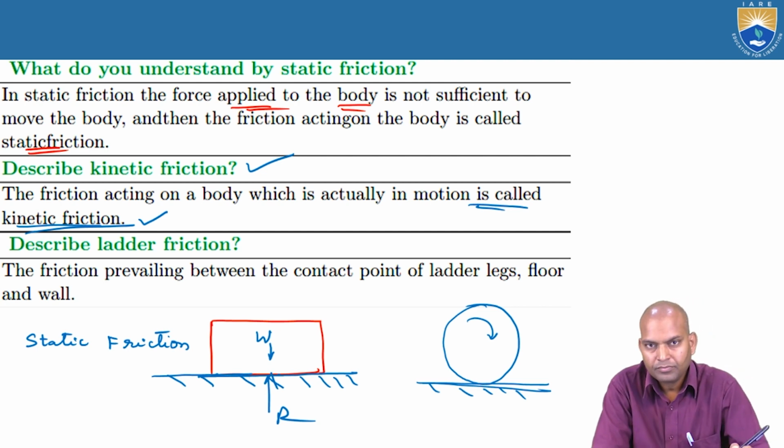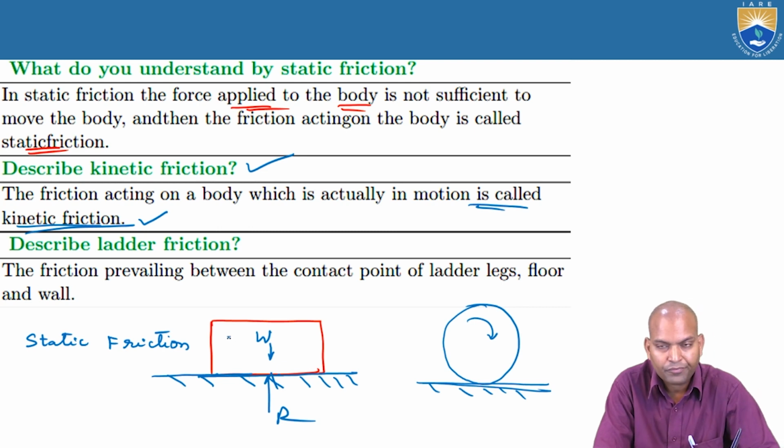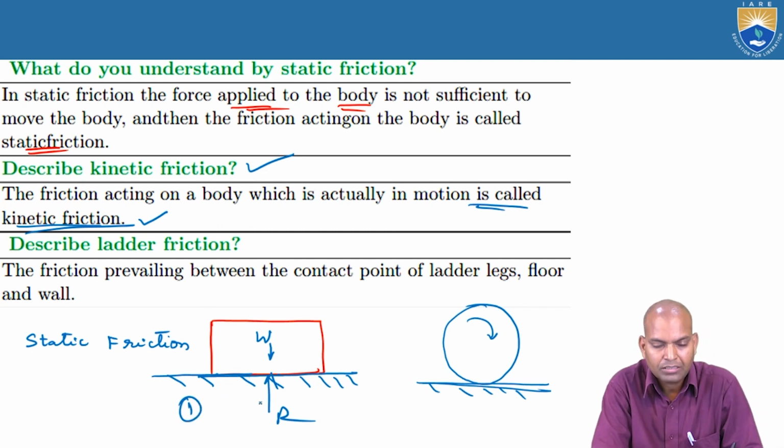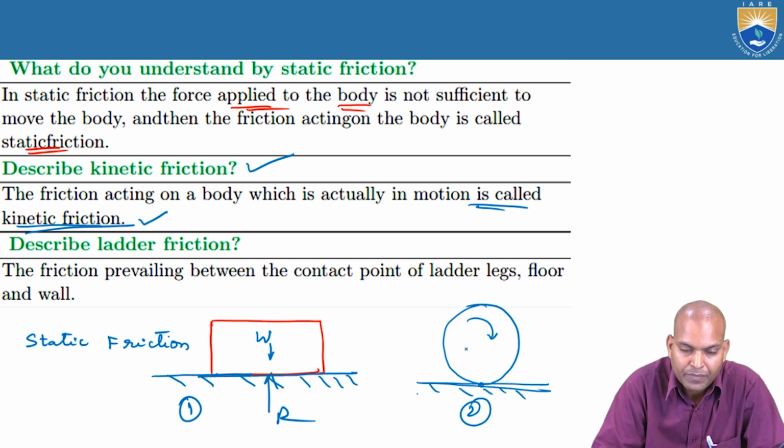Now here the weight of the body is acting. In figure 1, consider the body in static condition on a static plane. That's why it is static friction. In the second figure, the body is under moving condition, in motion, and there is friction acting between the two surfaces. Here one body is stable and another body is under motion. So the friction between these two is known as kinetic friction.